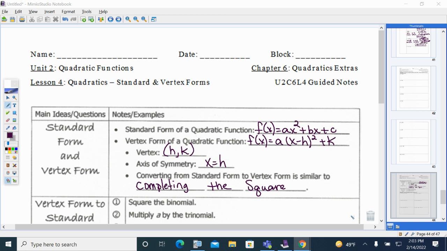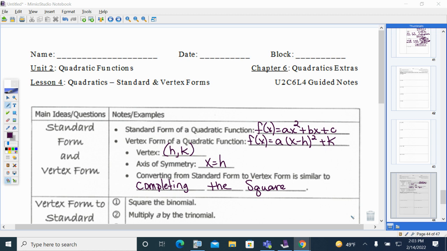In your notes under Standard Form and Vertex Form, the standard form of a quadratic function is f of x equals ax squared plus bx plus c. The vertex form of a quadratic function is f of x equals a times (x minus h) squared plus k.